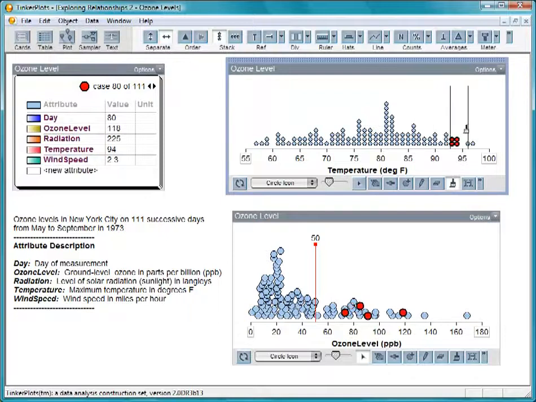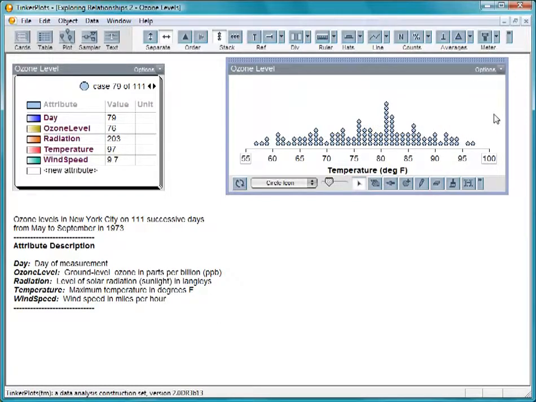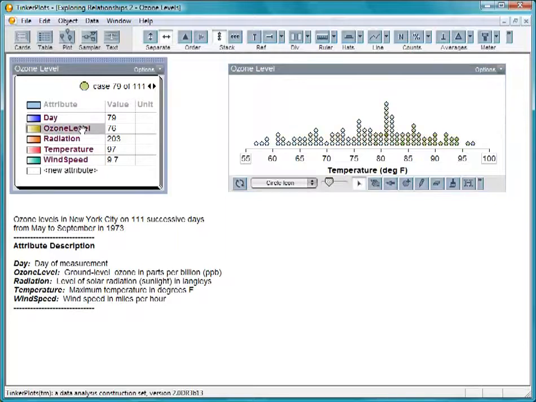Move the brush across the data again and summarize what this shows. As the days get warmer, the ozone levels tend to get higher. Now take a closer look at just the temperature graph. Click on Ozone Level in the data cards. This colors the cases in the temperature graph according to their ozone level. The darker the color, the higher the level of ozone.